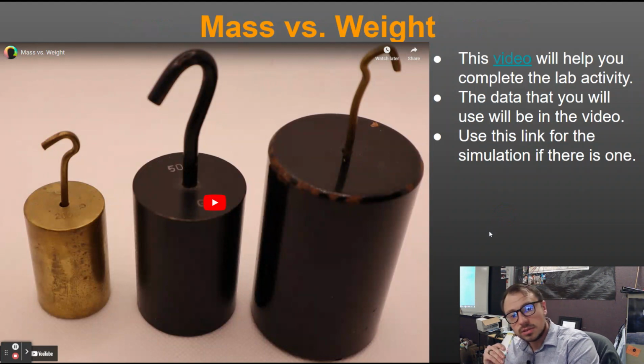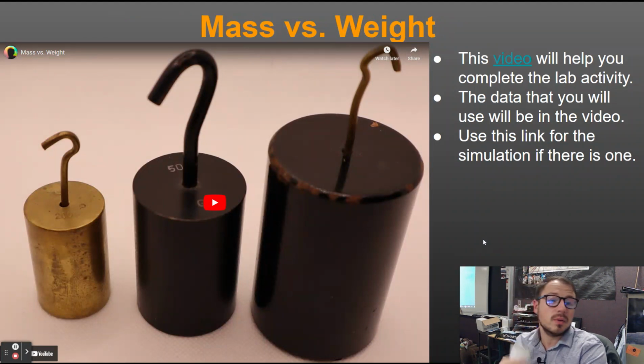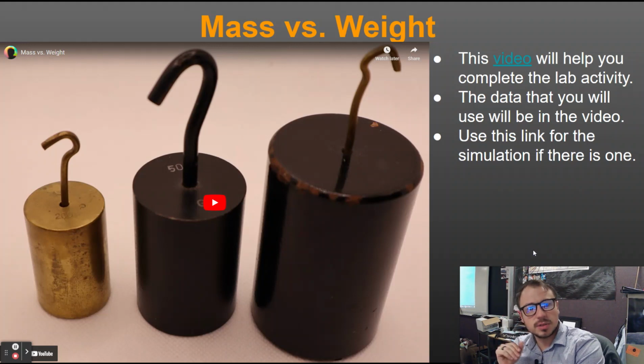So then the last thing we did was we found mass versus weight, where I gave you 3 different masses, and you found the weight using a spring scale, and we were able to calculate the strength of gravity on planet Earth. We knew that already, but this just helped us reinforce that idea.